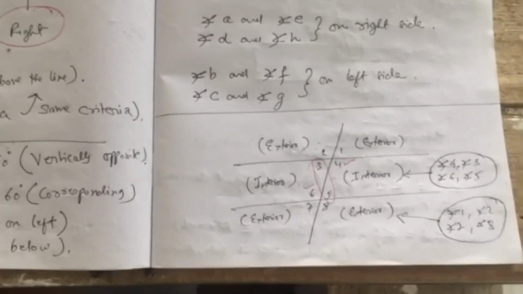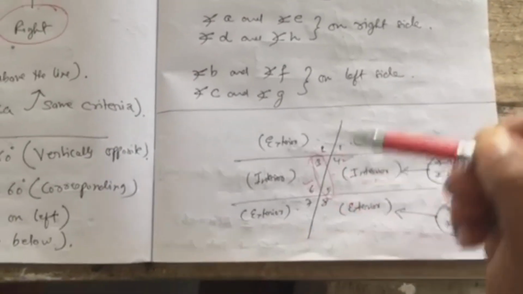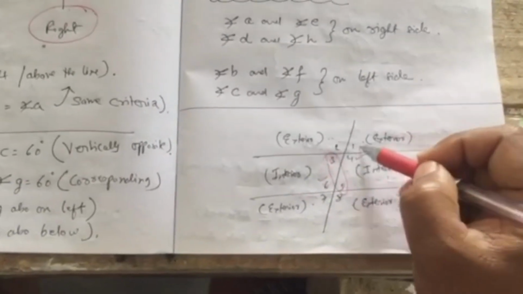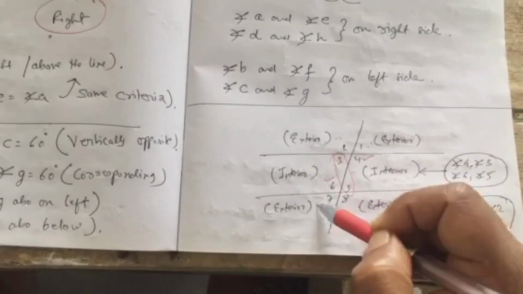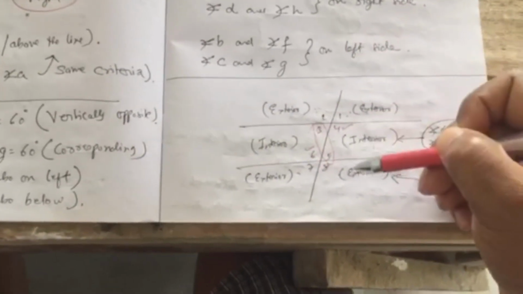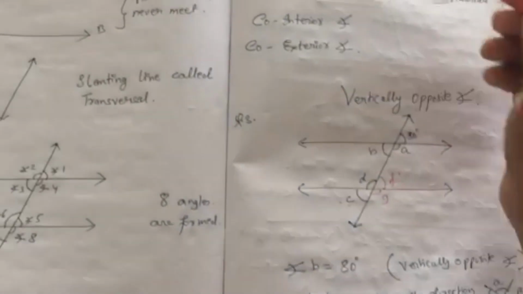Similarly for exterior alternate, angle 1 and angle 7 are exterior alternate, angle 2 and angle 8 are exterior alternate. I mean to say, if angle 1 is 60, similarly angle 7 will be 60. If angle 2 is 120, then angle 8 will be 120 automatically. Okay, so these were alternate angles, interior alternate and exterior alternate.